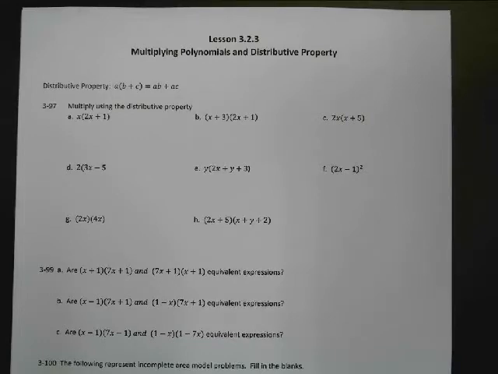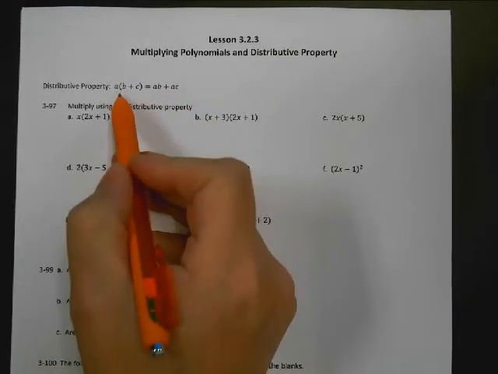All right, Advanced Math 8, here we go. We've got lesson 3.2.3. We're going to be multiplying polynomials and looking at the distributive property to do it. So first of all, the distributive property is when we are multiplying two different things.